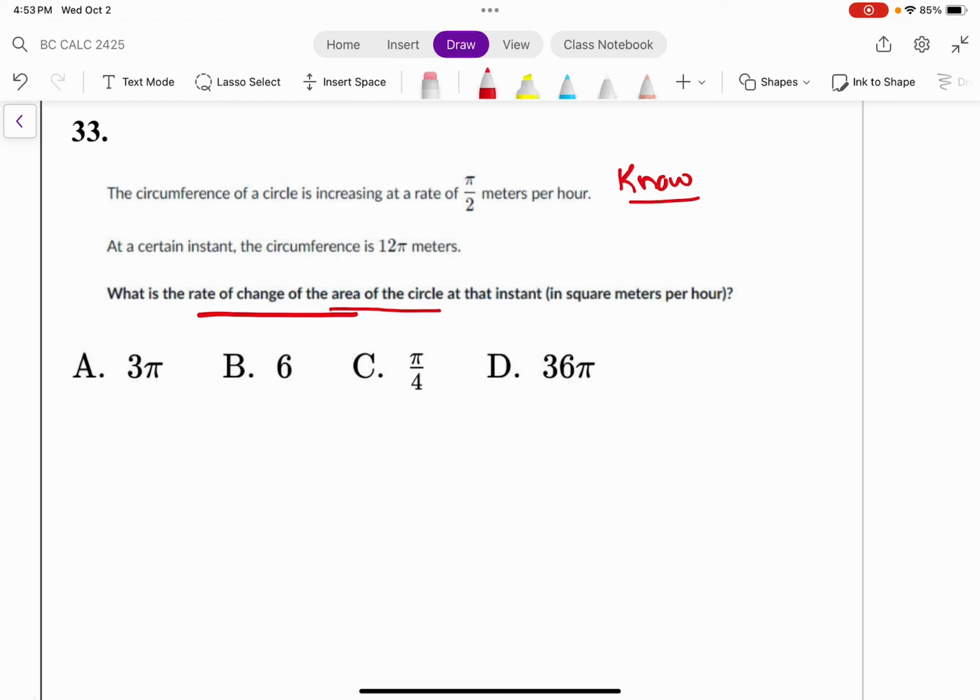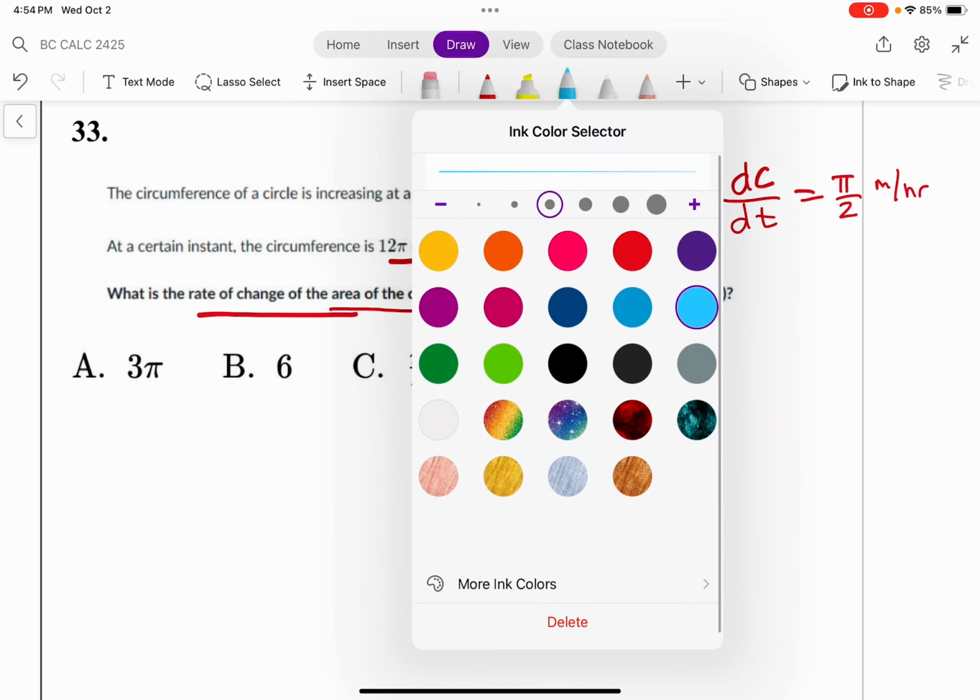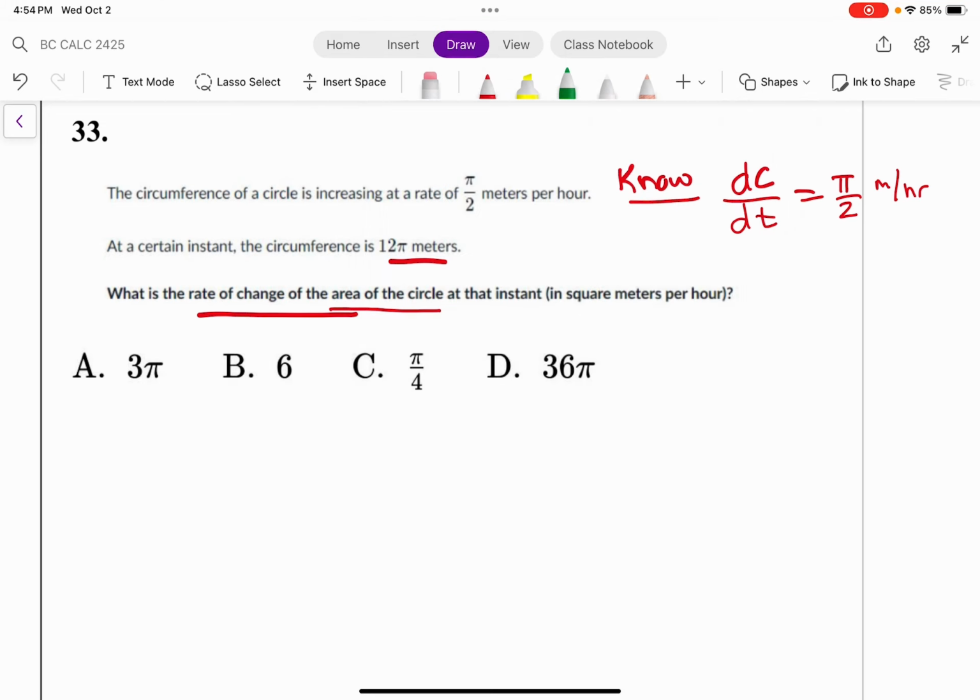Let's turn this sentence into calculus. The circumference is increasing at a rate of pi over 2 meters per hour. So we'll call C the circumference, dC/dt is equal to pi over 2. At a certain instant, the circumference is 12 pi meters. What is the rate of change of the area of the circle at that instant?